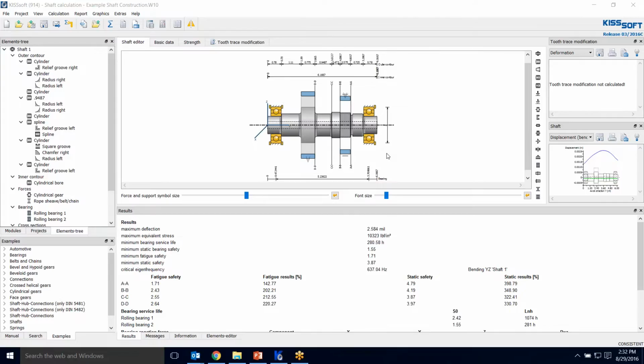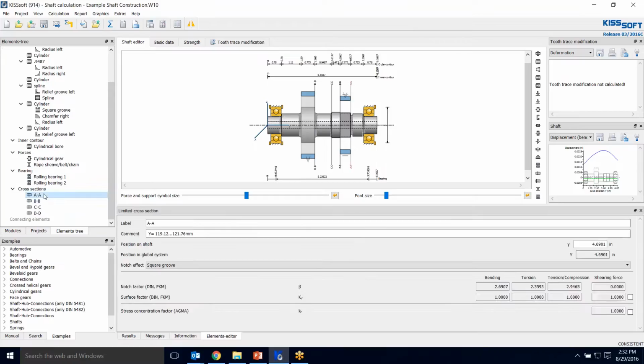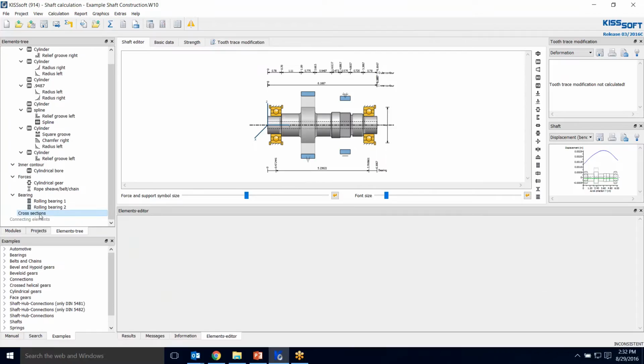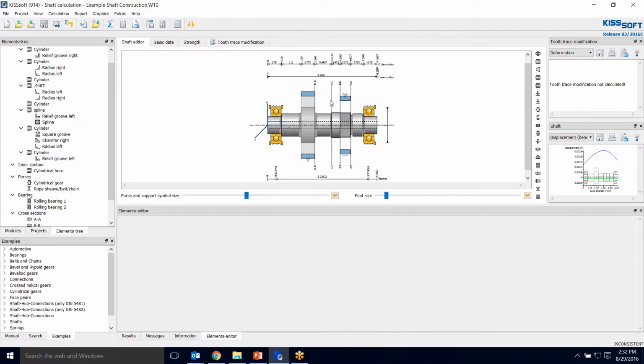our bearing design. One of the things that I didn't do before was show you the cross sections here, and one of the things that's really nice with KISSsoft is we can click on our cross sections and set our critical ones. The software will actually look at the shaft and set the critical cross sections for you, you know, AA, BB, CC, and DD. These are the areas where you're typically going to have your high stress concentrations. The software has already done that for you, so there it is.